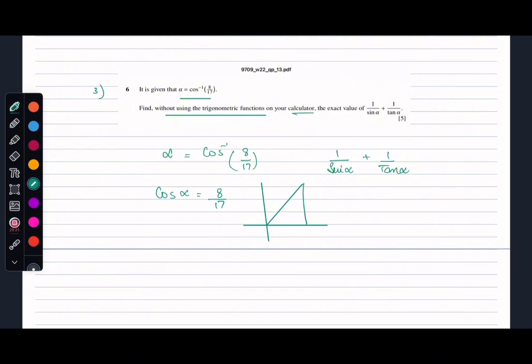And if this is the right triangle that I should be having, then this is going to be the alpha value. We know that cos of alpha is equal to adjacent over hypotenuse. Therefore, my adjacent here is 8, hypotenuse here is 17. Therefore, perpendicular needs to be the square root of 17 squared minus 8 squared. So this answer here is going to be the square root of 225, which is equal to 15. So I have the opposite also, and opposite here is going to be 15.